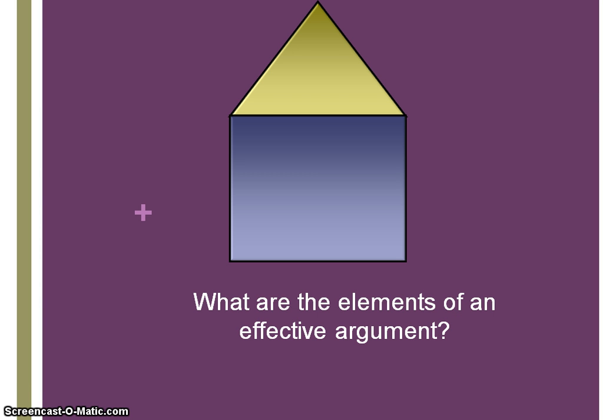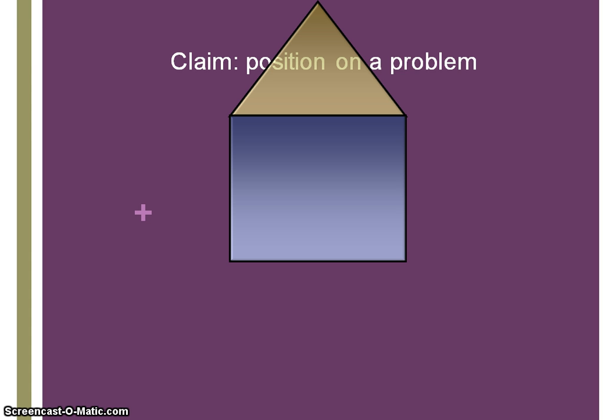So the elements of an effective argument include two parts: something that fits inside the roof and something that fits inside the bottom of the house. What I want you to do is think about the roof being a claim or a position on a problem. This is the position you're taking on an issue. This is very often an opinion or belief, but it revolves around some sort of topic.